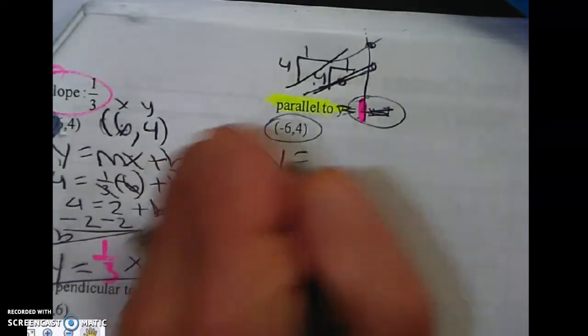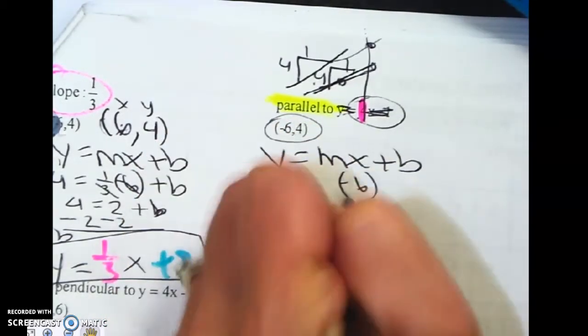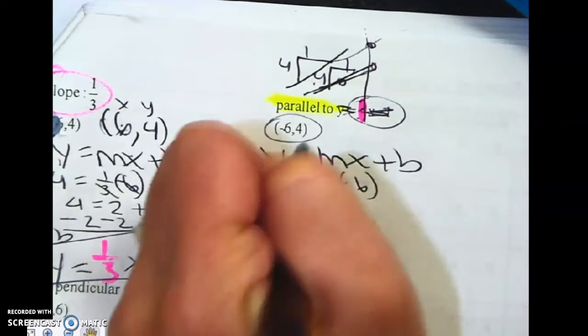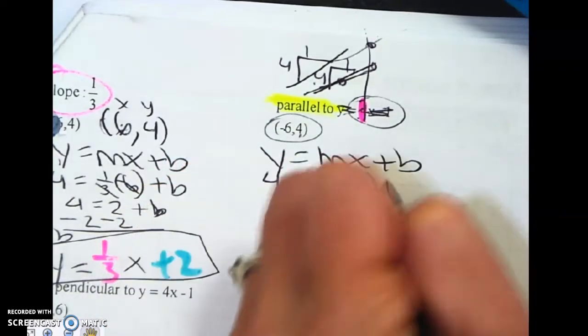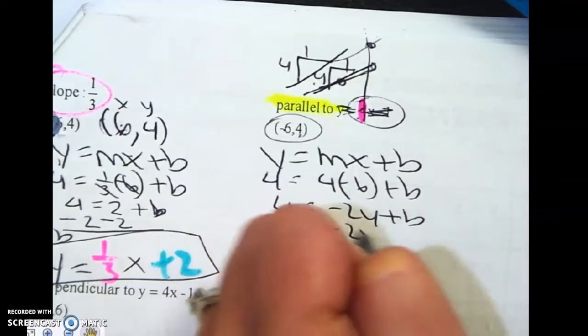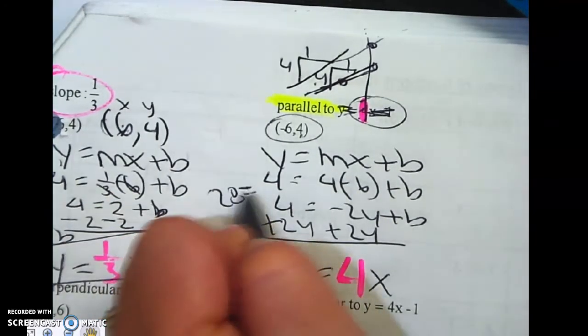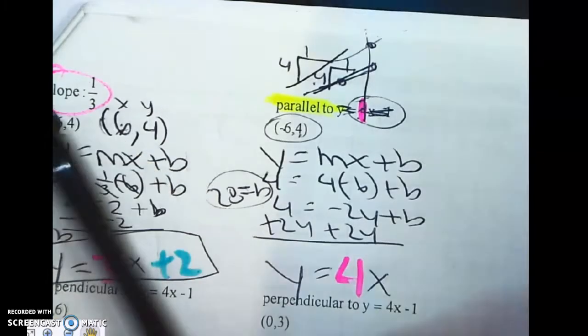Now you do y equals mx plus b. Plug this into your x. Plug this into your m. Plug this into your y and solve from there. And now it's just like before. 28 equals b. So now I know plus 28.